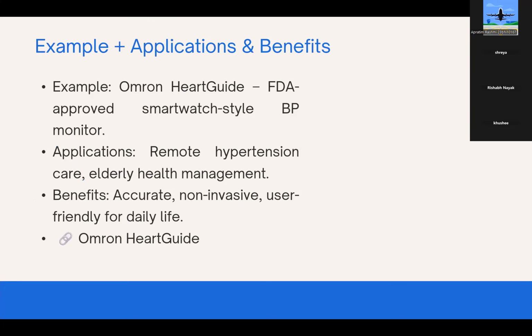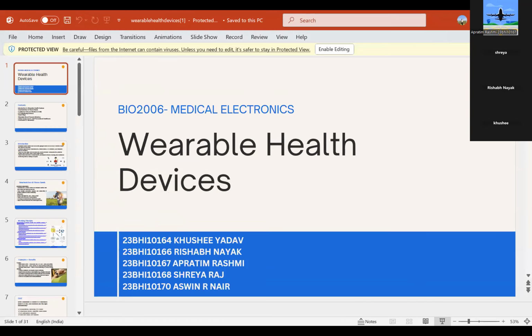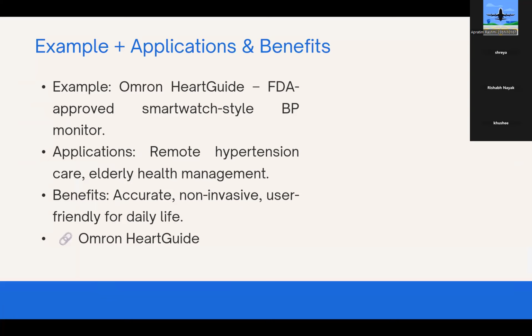Now we'll see its examples and some applications. The examples include Omron HeartGuide, an FDA-approved smartwatch-style BP monitor. Applications include remote hypertension care and elderly health management, and benefits are accurate, non-invasive, and user-friendly for daily life. Next slide.